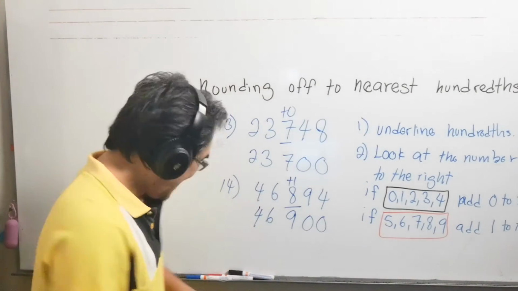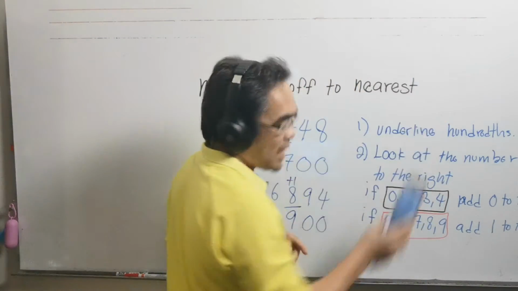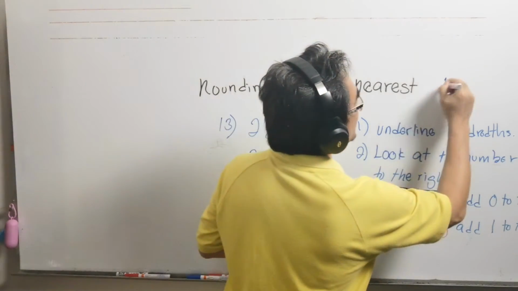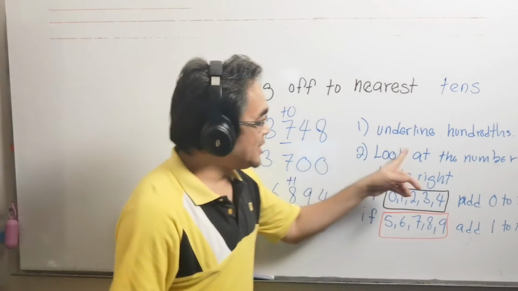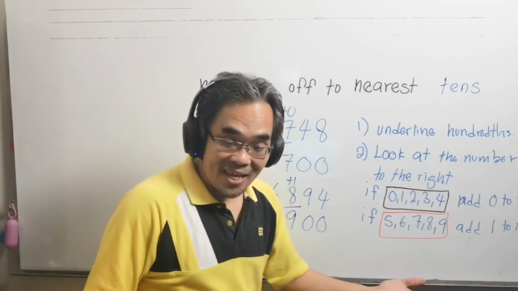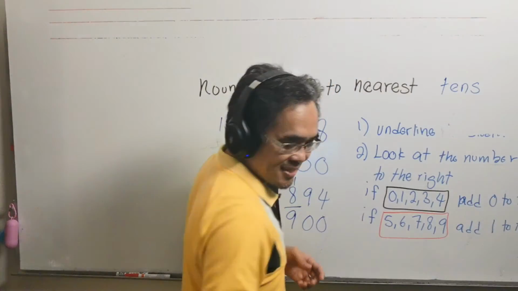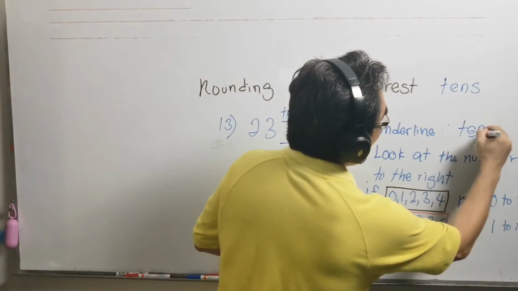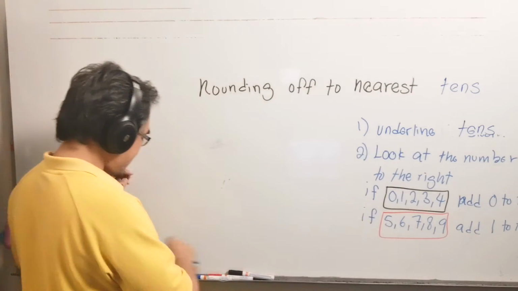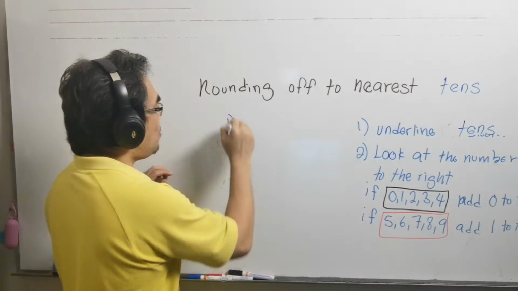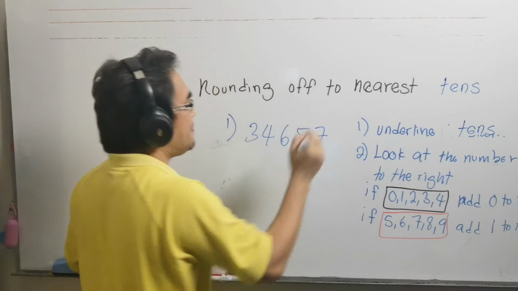Yes. Okay. So now I change this 100. I'm going to do what we did the other day, that is to the nearest tens. Okay. So it's the same thing, just a different question. So underline tens. Okay. Underline tens. Now, our first question for today. Question number 1, 3, 4, 6, 5, 7.